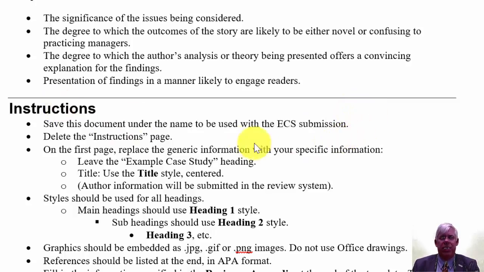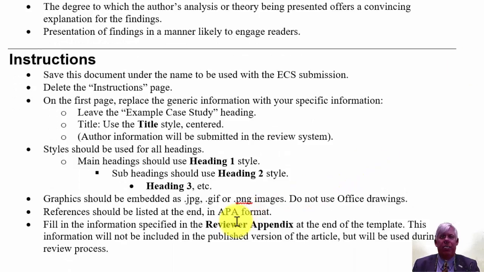As with all the templates, there's a set of instructions. Save the template under a new name, write your case in the template, use title styles and headings as it specifies, use graphics appropriately, and you have to complete the reviewer appendix at the end of the template. And in the case of the reviewer appendix for the case template, the things that are interesting is, where did the example come from? How reliable is our reporting of the example? The types of things that convince the reviewer that this case was developed in a rigorous way.